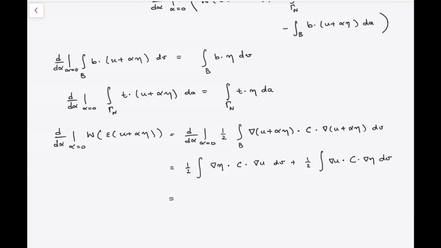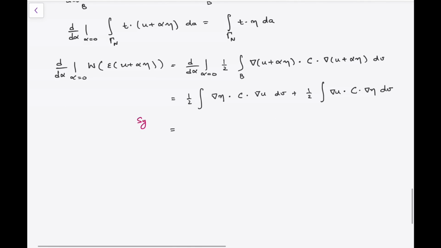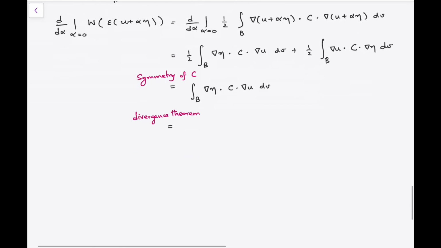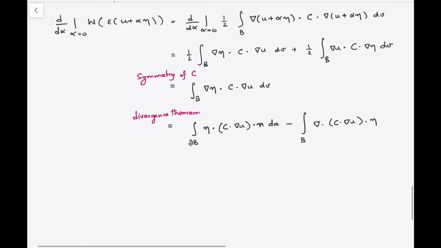And now we can exploit the symmetry of the linear elastic stress tensor constants to show that these two integrals are in fact identical. And once you do that, you have this compact expression for the strain energy. Now what you can do is use the divergence theorem to write this as a surface integral over the boundary of B of eta times C dot gradient of u times n, where n is the body normal, minus the divergence of C dot delta u times eta.